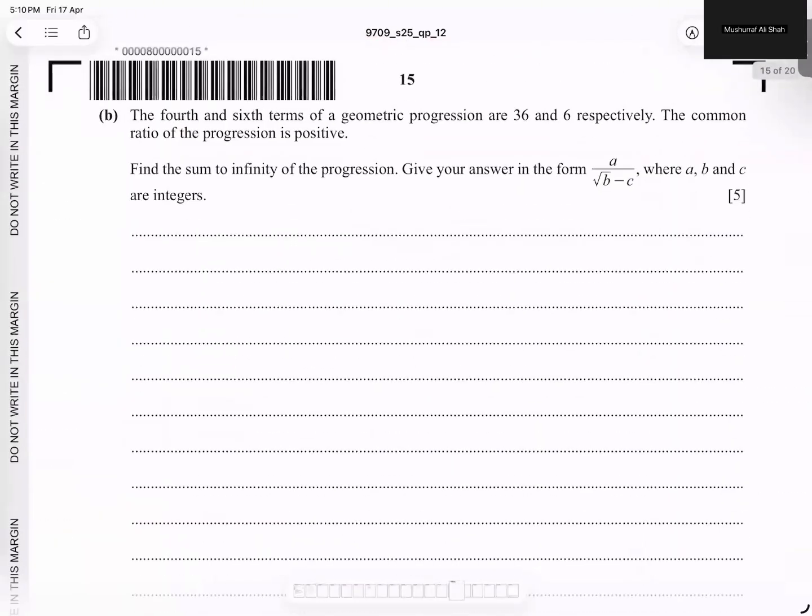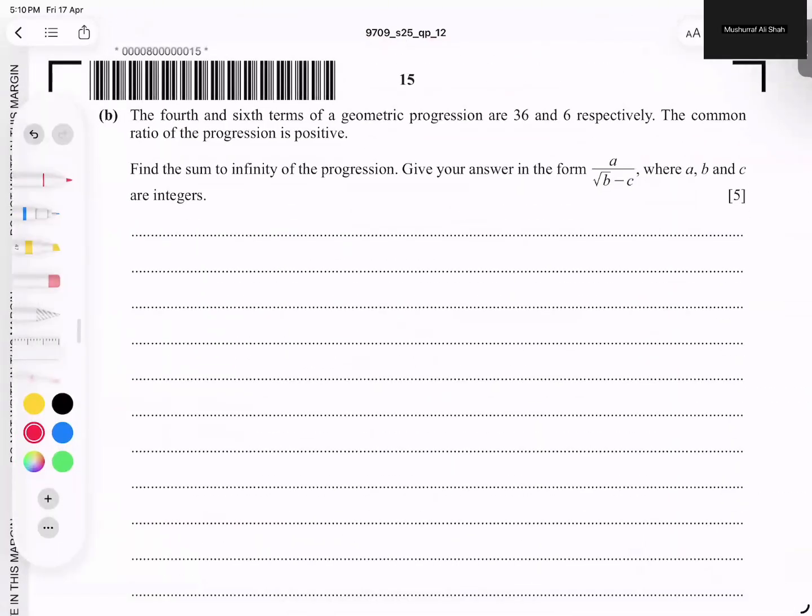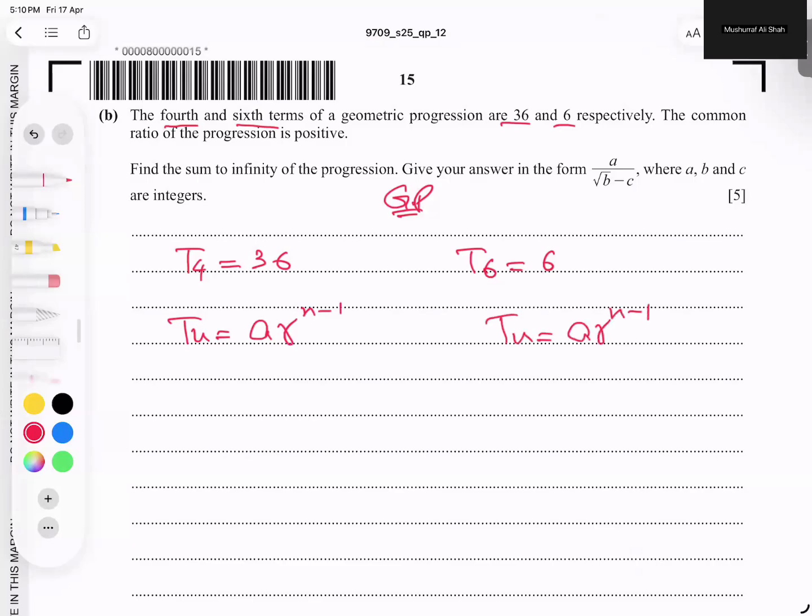On the next page, we have a fourth term. Let me write here, the fourth term and sixth term are these in a geometrical progression. So make sure it is a GP, and we are getting the fourth term is 36 and the sixth term is 6. Fourth term and sixth term. And now for a GP, the formula is very clear. Tn is equal to a r to the power n minus 1. So I'm going to plug in.